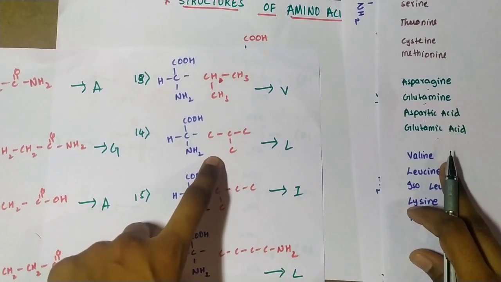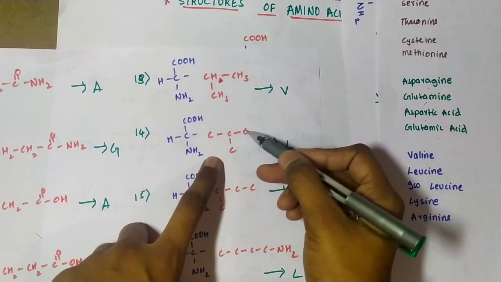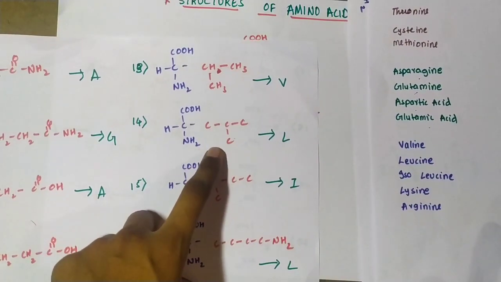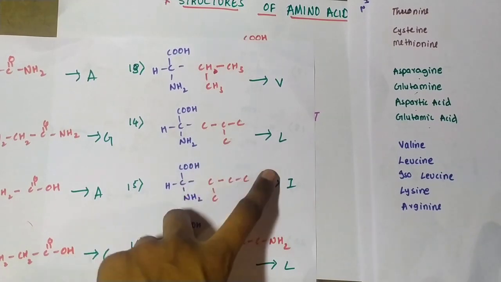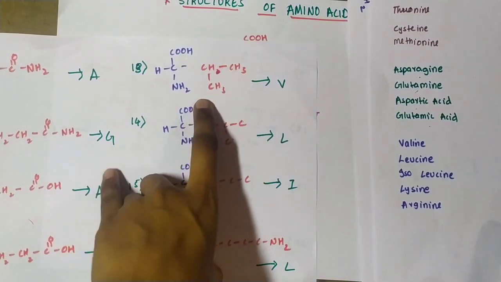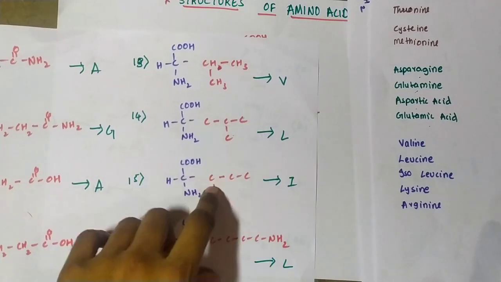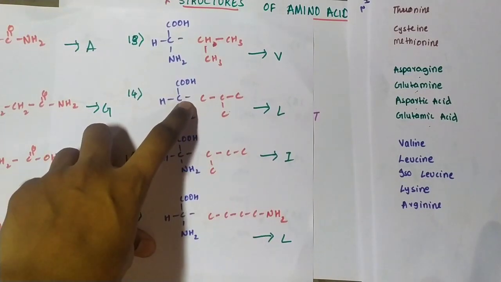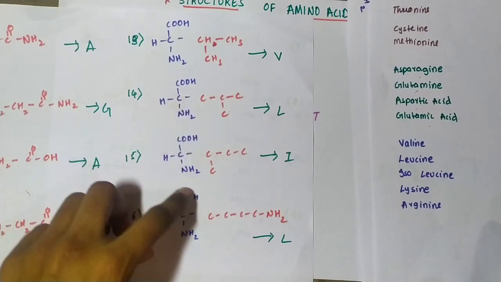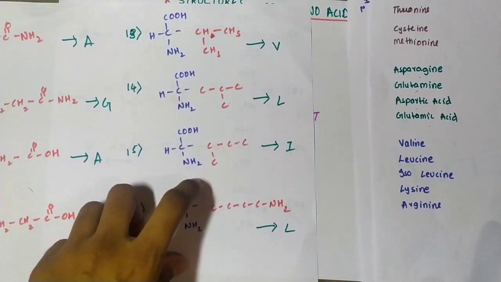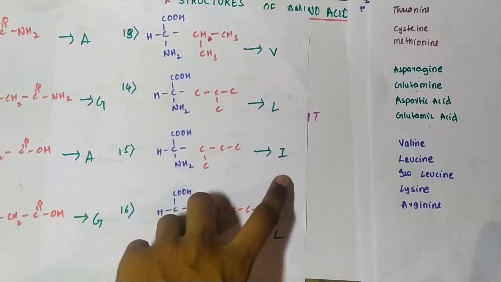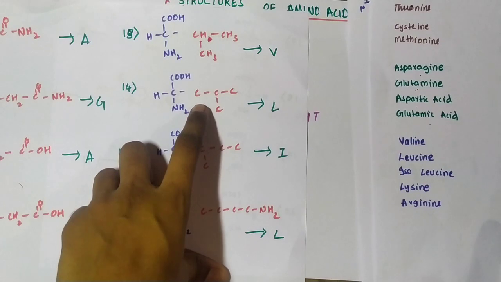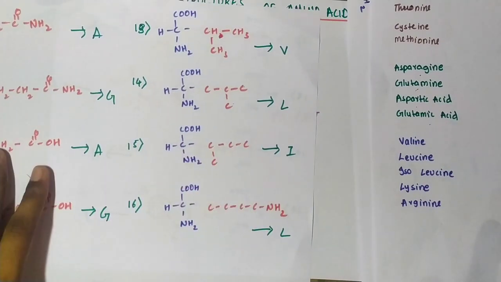Next, this is an isobutyl group. Here 1, 2, 3, 4. 4 carbons are there. So butyl, isobutyl. So if isobutyl is there, then we will call it leucine. If isopropyl is there, then we will call it valine. Next, isoleucine can be written as: here there is an isobutyl, whereas here it is a secondary butyl. So if secondary butyl is present, then we will call it isoleucine. If isobutyl is there, then we will call it leucine.